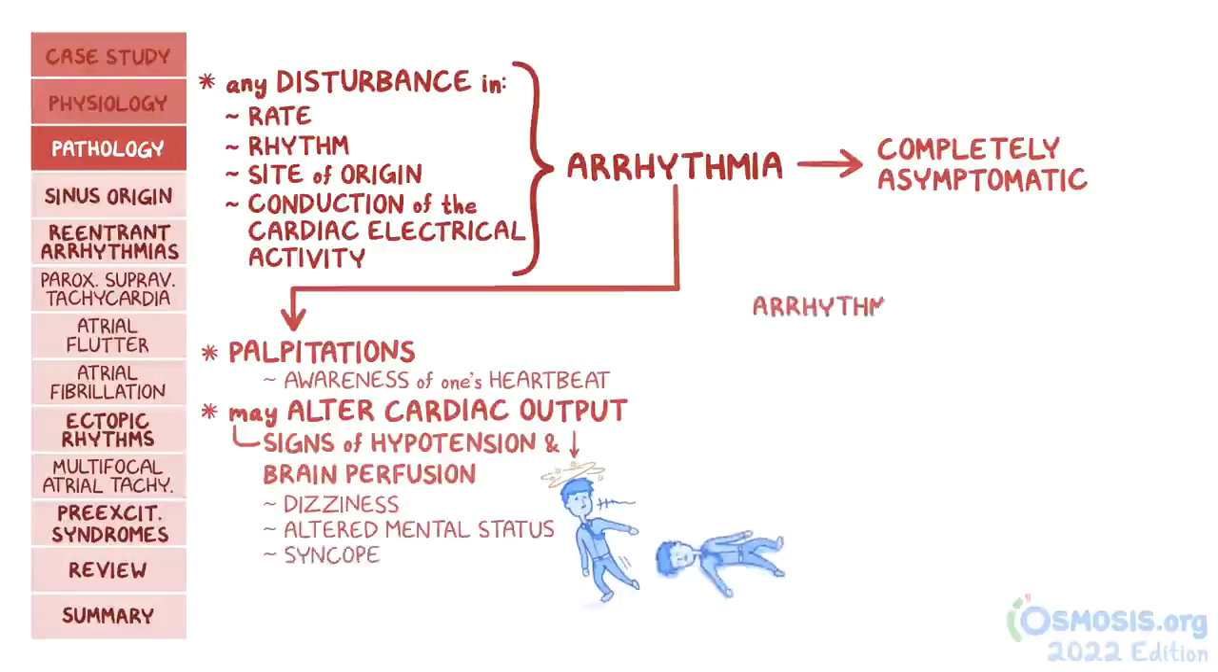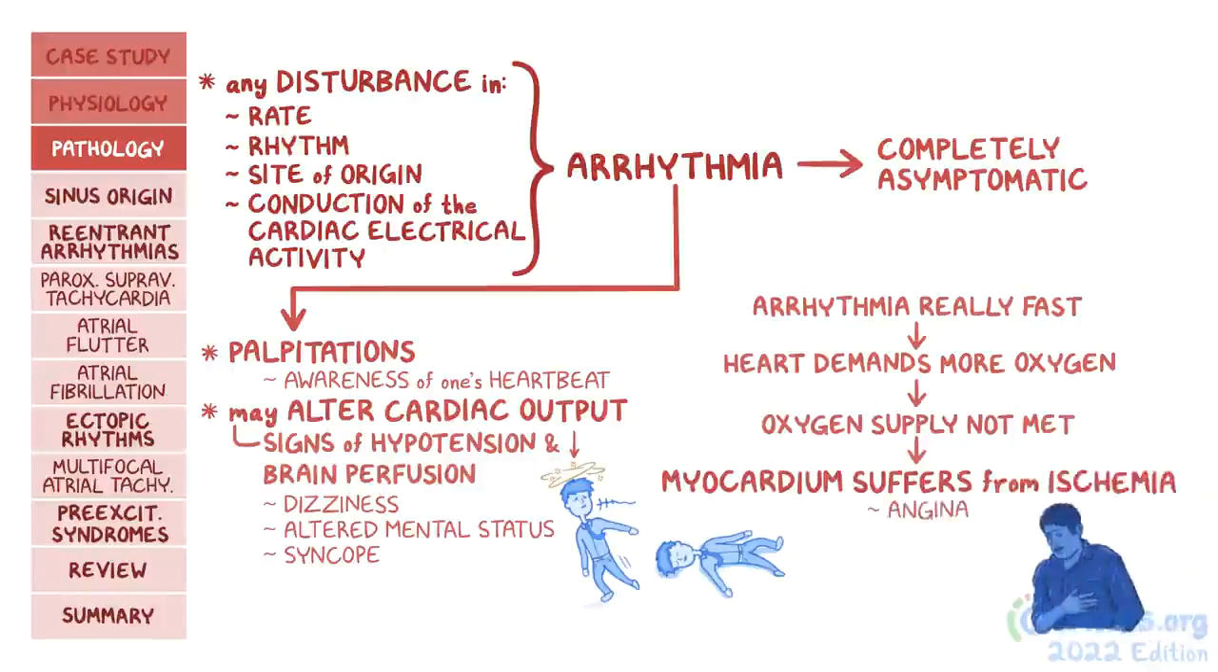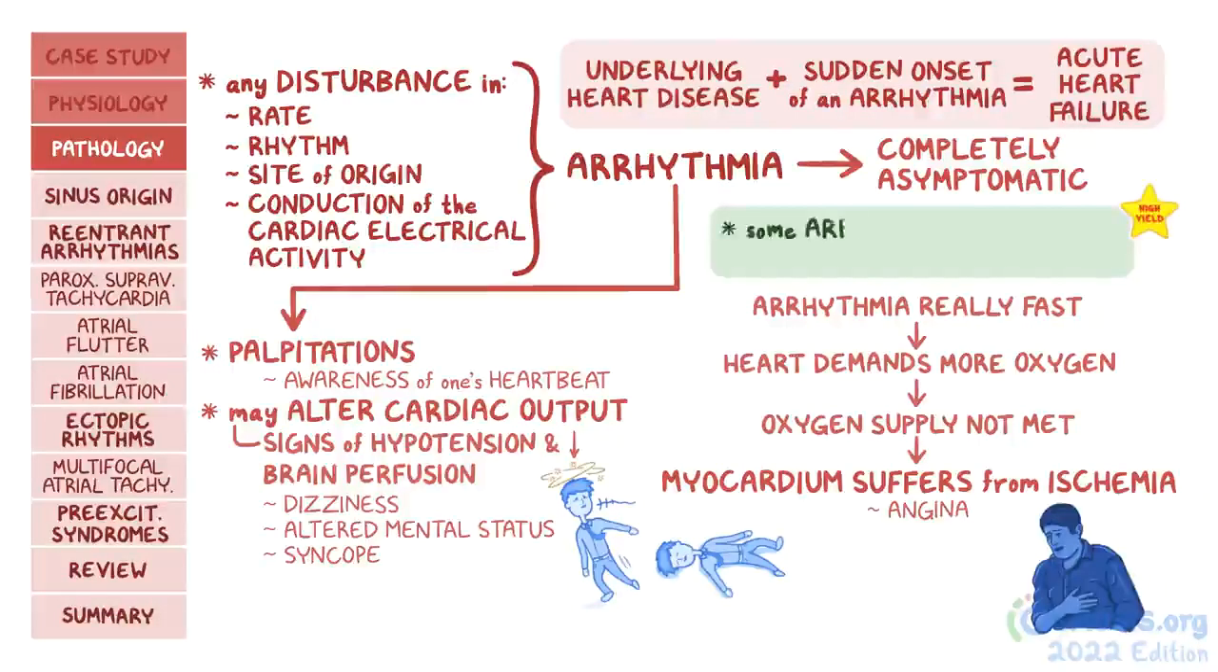If an arrhythmia is really fast, the heart now demands more oxygen, and if oxygen supply is not met, then the myocardium suffers from ischemia, which presents as angina. In people with underlying heart disease, the sudden onset of an arrhythmia can precipitate acute heart failure. Finally, some arrhythmias may even cause sudden cardiac death.